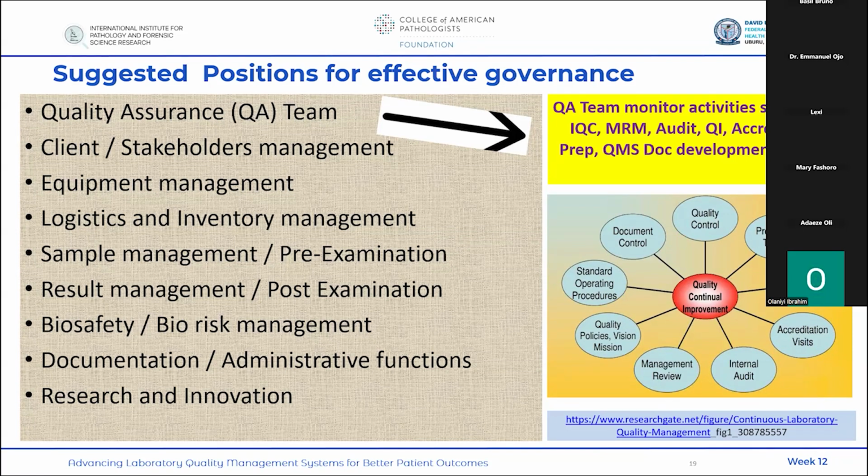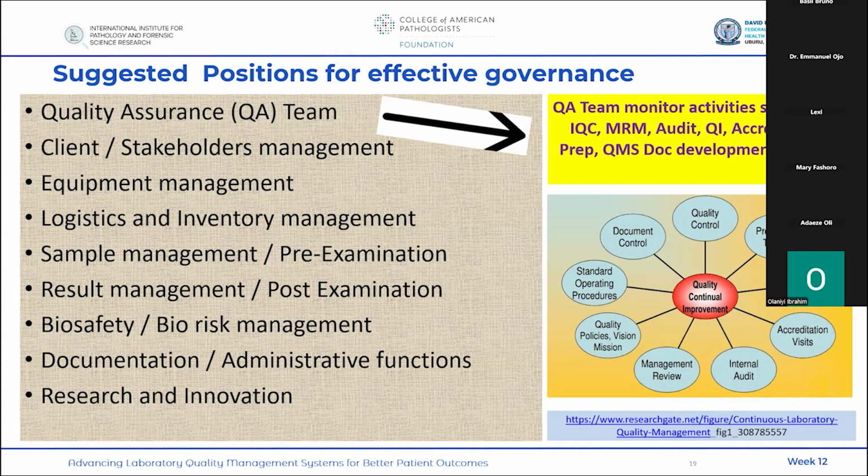So apart from the QA team, you need to have client or stakeholders management that will relate with clients, that will make sure the clients are happy. Some of the things that this team will do will be also to conduct periodic customer satisfaction surveys. They will need to look at getting complaints, resolving the complaints, providing feedback on these complaints.